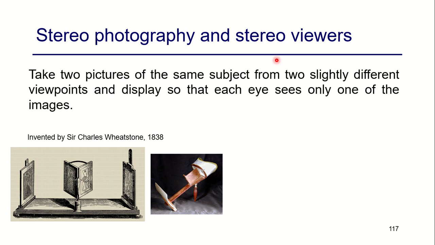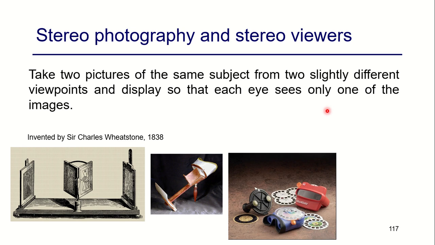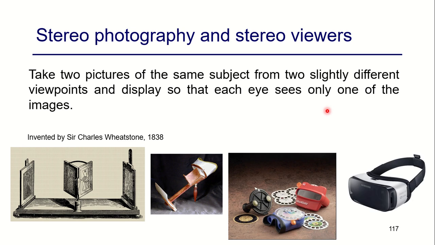So, stereo photography and stereo views. You take two pictures of the same subject from two slightly different viewpoints and display them so that each eye sees only one of the images. This is how you do stereo photography. And these are some example pictures, as the years pass.